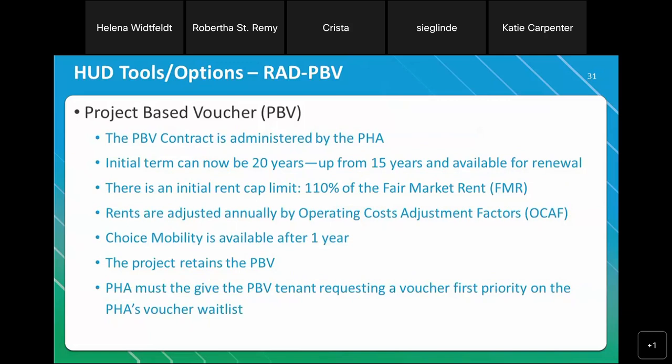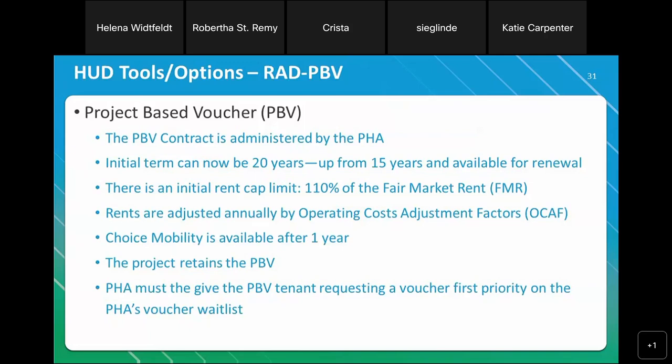Next slide, please. We want to highlight the options under the RAD PBV. I've mentioned a few of those. And again, it's administered by the housing authority if you have a housing choice voucher program. And if not, then I guess you would have one because you have a PBV contract. The initial term, as I was saying, has increased from 15 years. It can be up to 20 years.